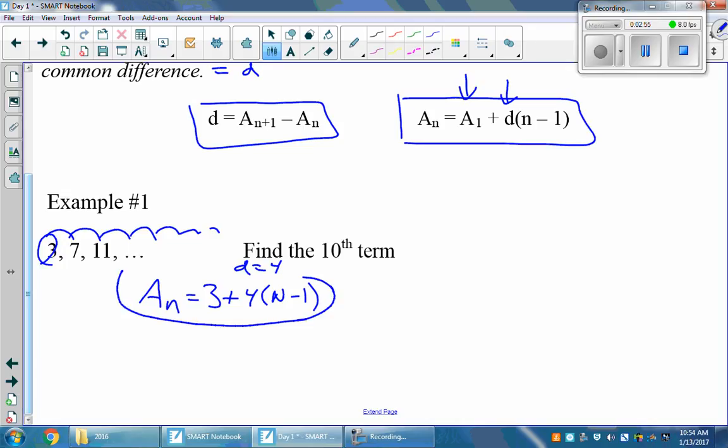This is our general equation. Now I want the 10th term. Plug 10 in. 3 plus 4 times 10 minus 1. 10 minus 1 is 9 times 4 is 36 plus 3, 39. I can ask for the millionth term. Just plug it in. A million minus 1, 999,999 times 4 plus 3. Done.